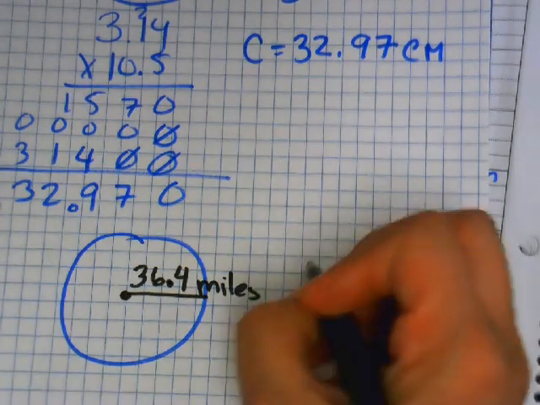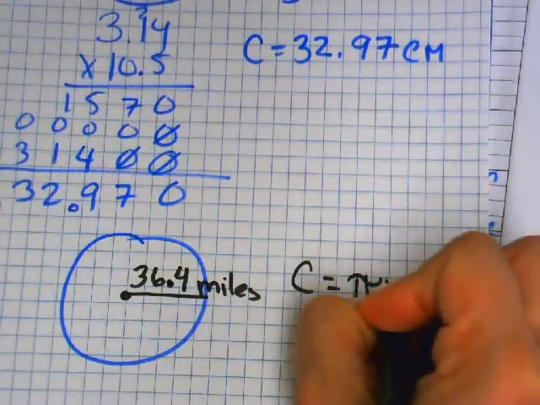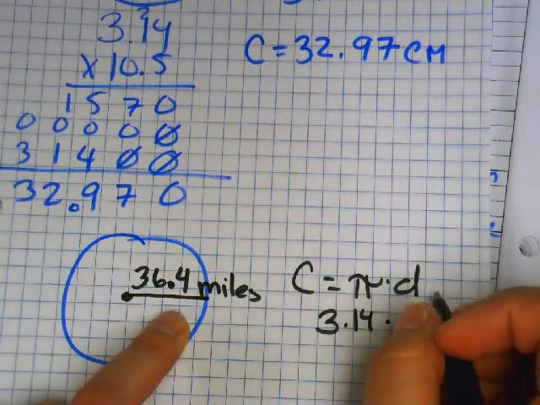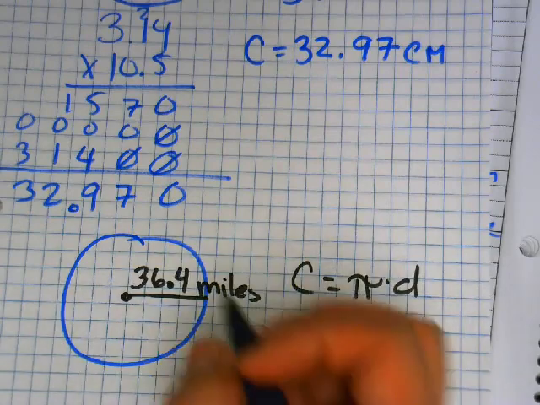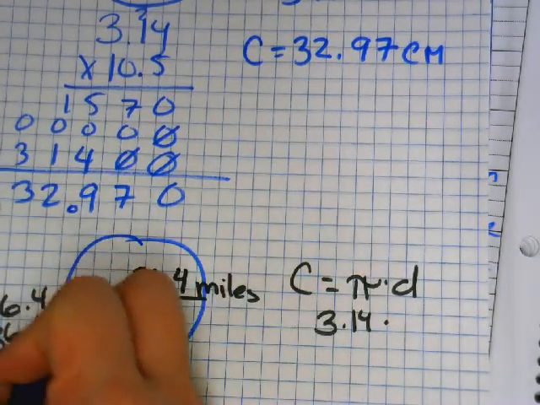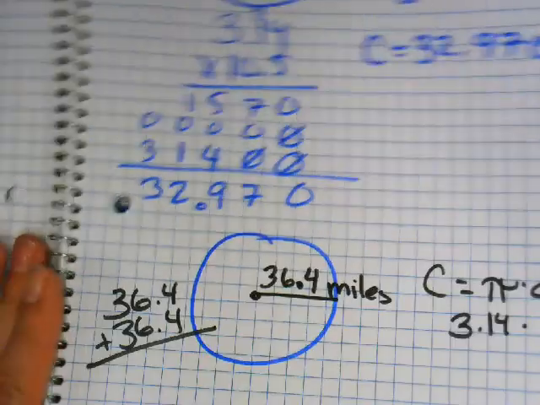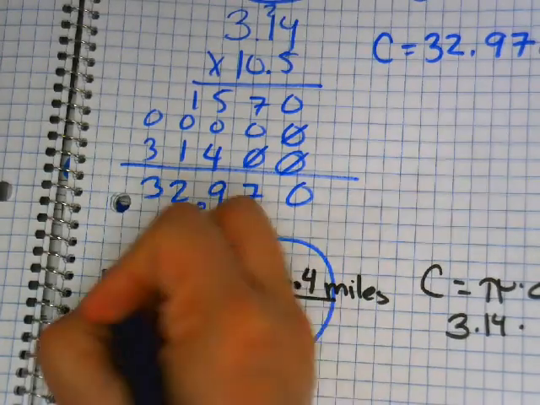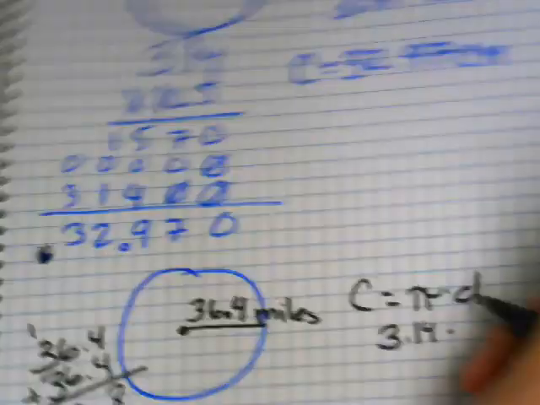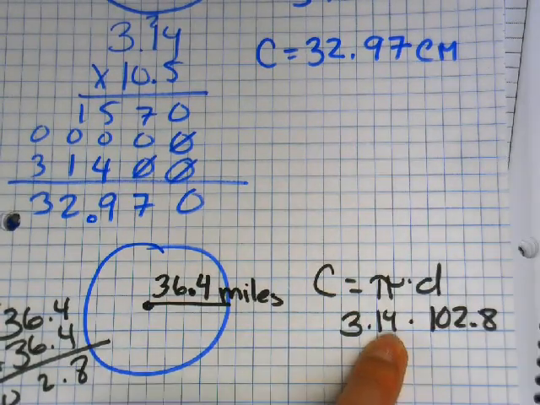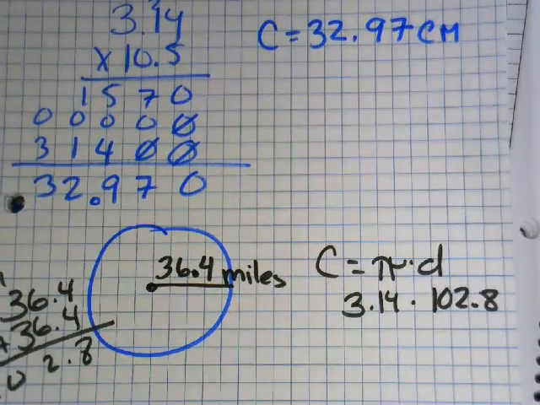All right, circumference is equal to pi times d. Pi is 3.14 times the diameter. Is the diameter 36.4? Nope. I would take 36.4 and you can add another 36.4. You can add it, or you can multiply by 2, right? 102.8. So I would have to multiply 3.14 times 102.8.